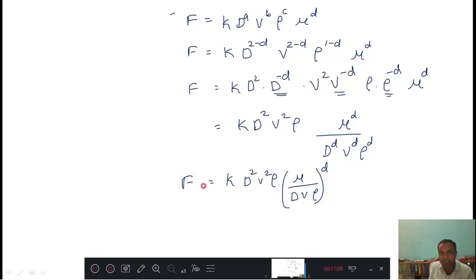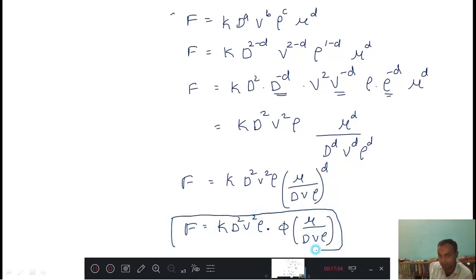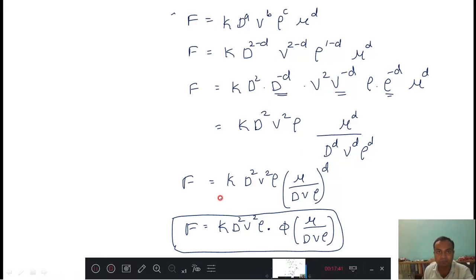This is exactly the equation, but this D we don't know, therefore we can say that it is a function of, it is a function of, then what is that? Rho D square V square, K rho D square V square into a function of mu by D V rho. This is the final equation, right?